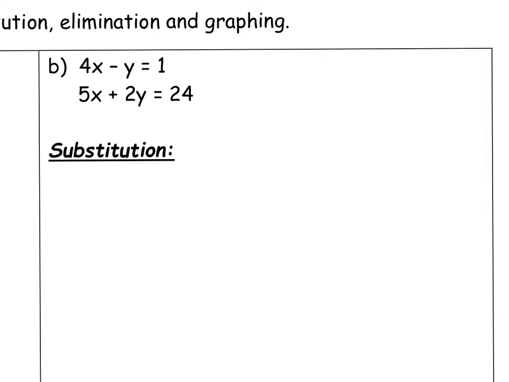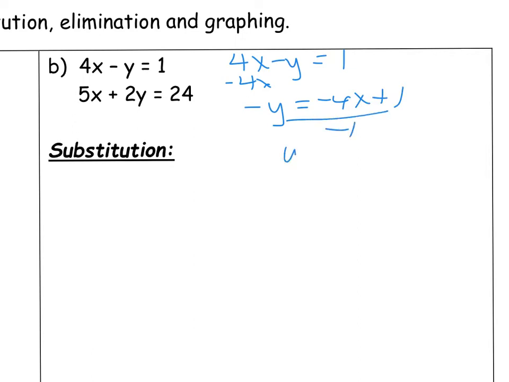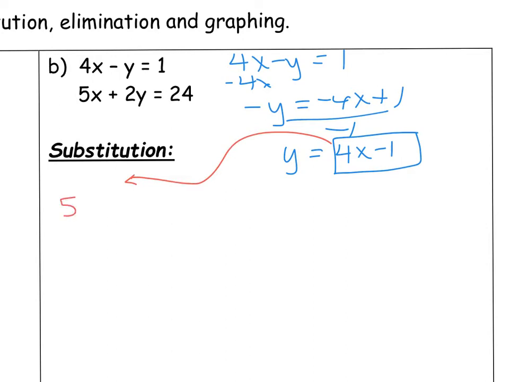If I solve for y, I'm going to do 4x minus y equals 1. The reason I'm solving for y is because there's a 1 in front. So I get the opposite of y equals negative 4x plus 1, and we're going to divide by negative 1. So I get y equals 4x minus 1, and I'm going to put a box around my expression. If we remember now, we're going to substitute the expression into the other equation. So the other equation is 5x plus 2y, but we know y is 4x minus 1, and that equals 24.